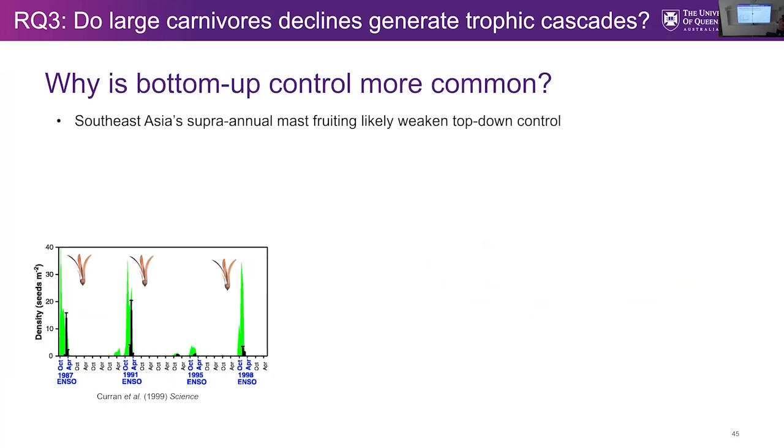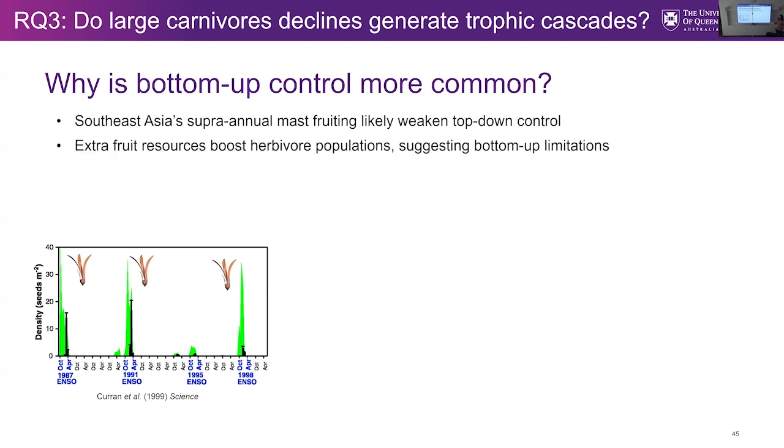So we think bottom-up control might be more common in this rainforest due to the forest's unique superannual mass fruiting events. As illustrated in this graph, the vast majority of trees in a forest will produce all of their fruits and seeds in about 6 weeks, and then go years without producing any other fruits or seeds. And it's these lean times between fruiting events that are thought to weaken top-down control.